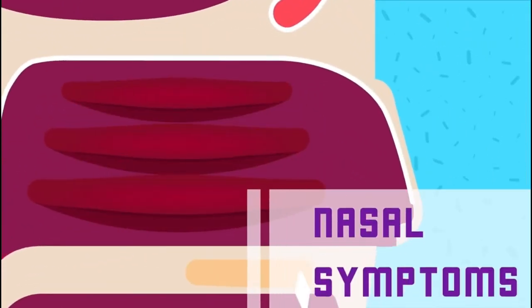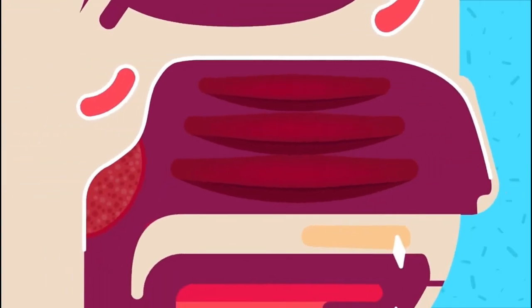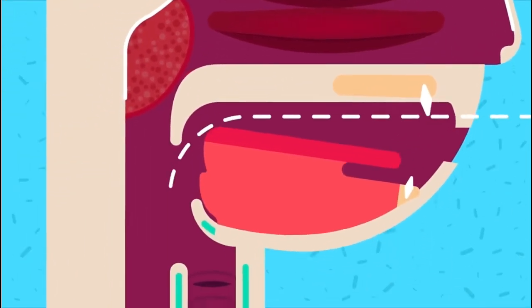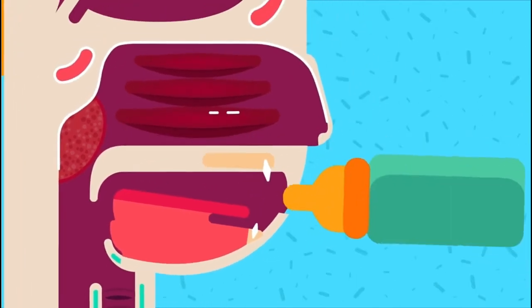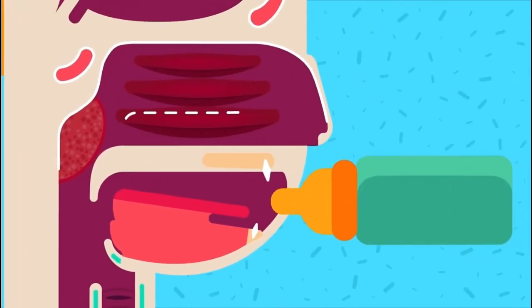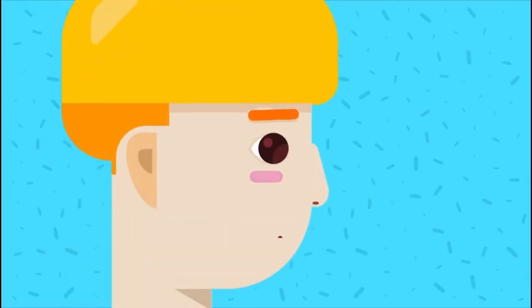A. Nasal symptoms. 1. Nasal obstruction is the commonest symptom. This leads to mouth breathing. Nasal obstruction also interferes with feeding or suckling a child. As respiration and feeding cannot take place simultaneously, a child with adenoid enlargement fails to thrive.